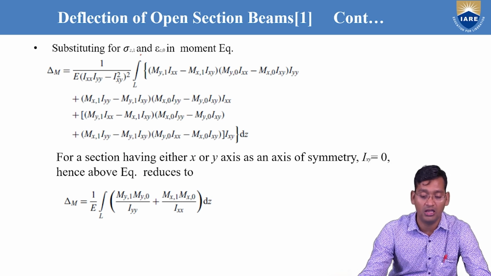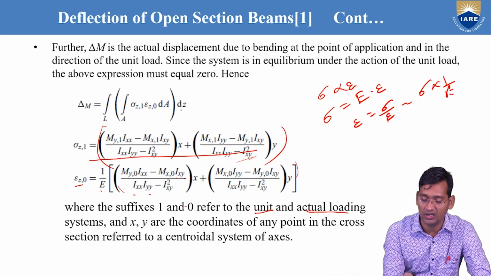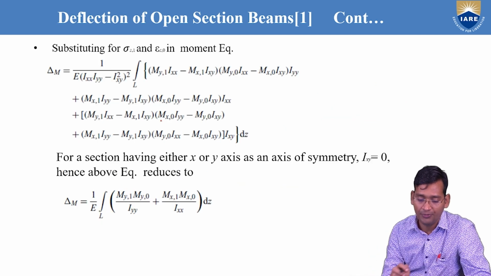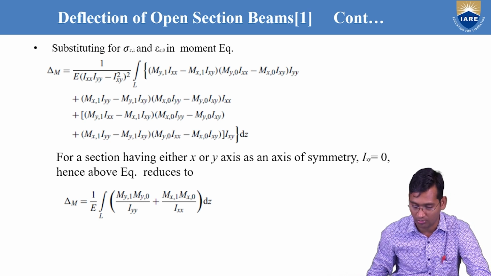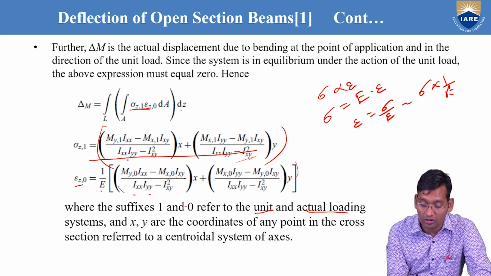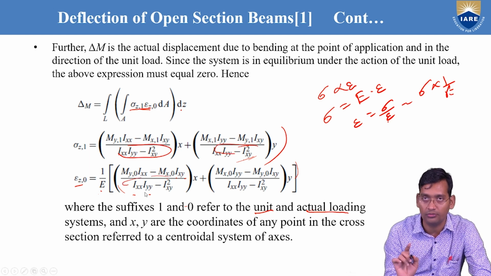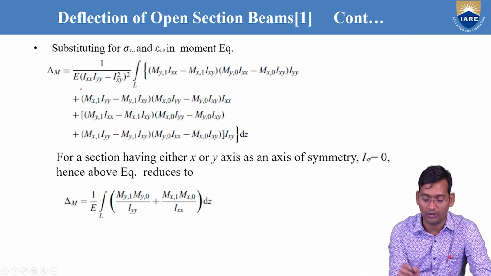Substituting for sigma z1 and epsilon z0 in the moment equation. Which one is our moment equation? Here, right? Let's substitute these two values into the integration of dA dz. Ixx Iyy minus I square xy, whole square, is common. Why? Because this term also has it and this term also has it. So once we take it common, it becomes the whole square.